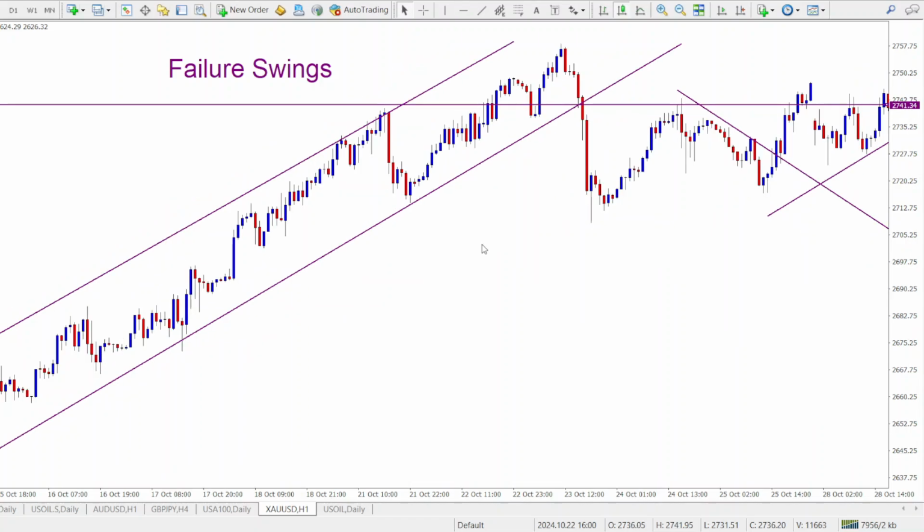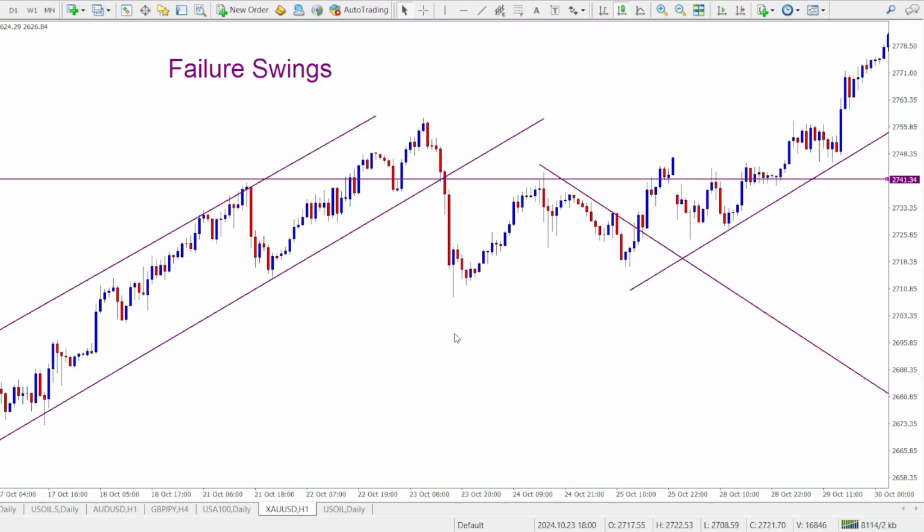Basically, what you should understand with a failure swing is a particular pattern that is known. For example, we have a bullish structure, which is categorized by higher highs and higher lows. Because it is a bullish structure, traders anticipate continuous higher highs and higher lows until the structure is broken. So when the structure is broken, you've got a failure swing.